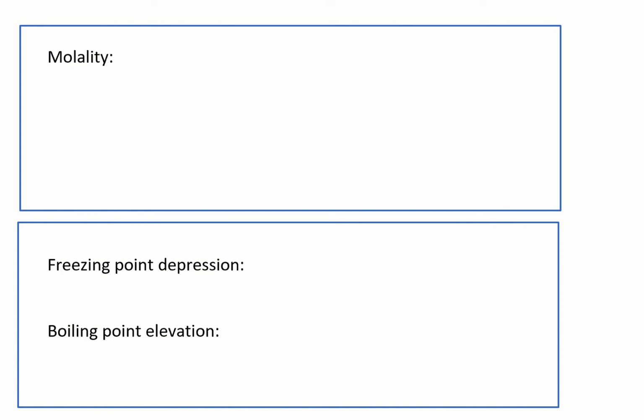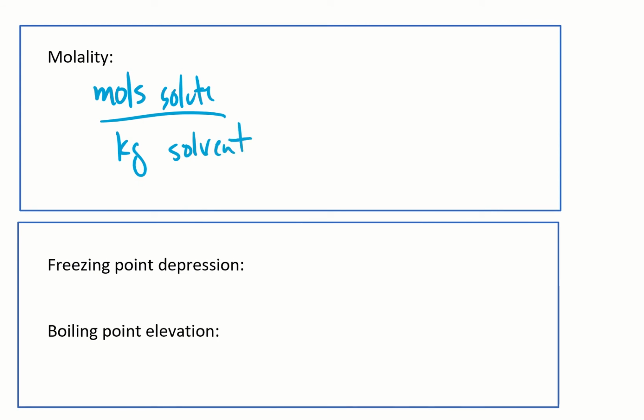To do that, we need a concept called molality. Molality is described as moles of solute divided by kilograms of solvent. It's a way to describe concentration, and it uses a small m as the symbol. You might describe a solution as being 3 molal, meaning 3 moles of solute per kilogram of solvent. Notice that it's subtly different from molarity, which is moles of solute per liters of solution.